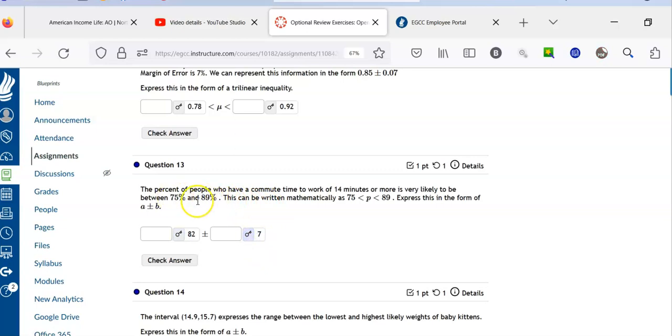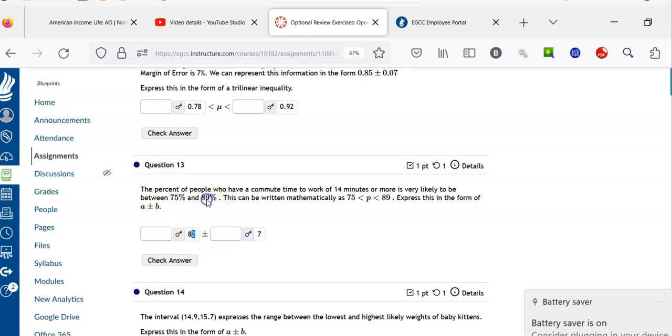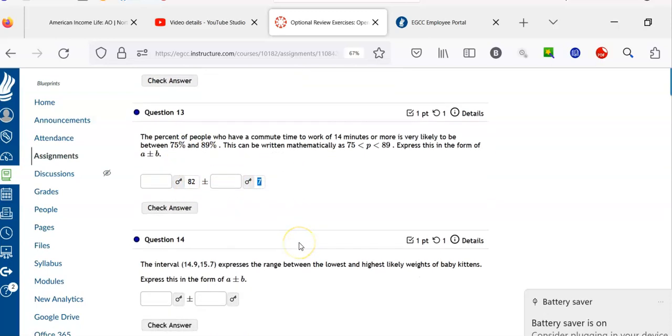We're going to find the midpoint first. Remember, finding the midpoint is adding these two up and dividing by 2. When I add 75 and 89 and divide by 2, I get 82. And then the distance between 82 and 75 is 7, so that's your margin of error. So 82 plus or minus the margin of error, which is 7. And same thing here.